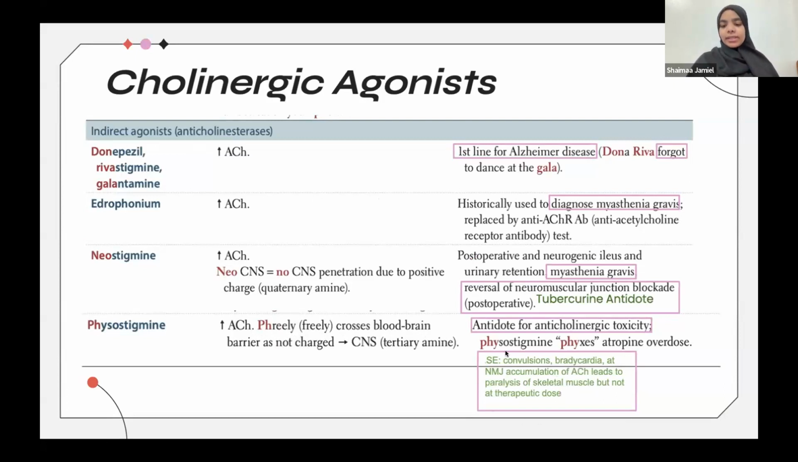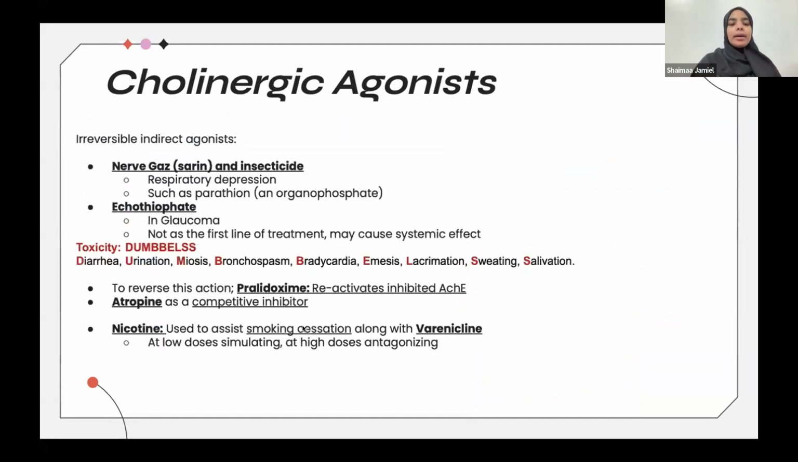And side effects include convulsions, bradycardia, and also it might go to the neuromuscular junction and lead to paralysis, but that is only if it was toxicity. At normal doses, it should not cause the paralysis, okay?